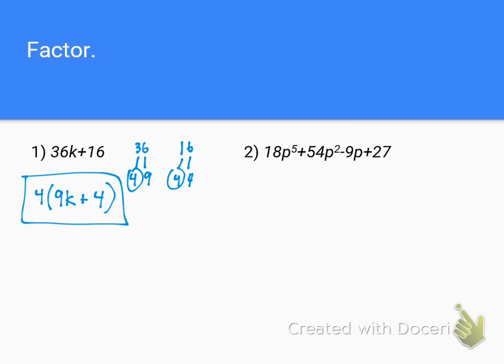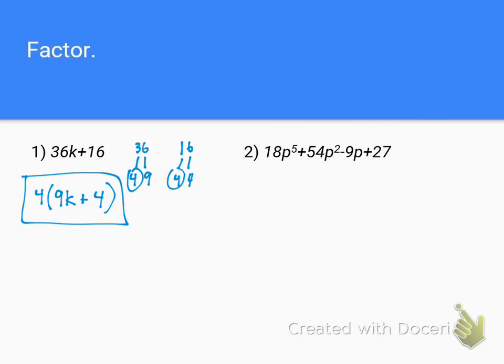Then I rewrote the expression in the parentheses in descending order, which is 9K plus 4. And then write the GCF in front of the parentheses, okay? Which I already did. That's number 1, okay? Watch me do number 2. It's a little bit bigger. Still, it's okay. Look at number 2.